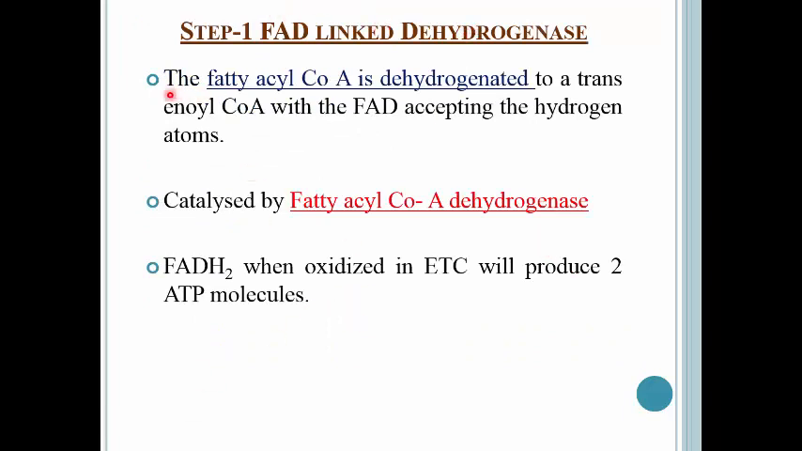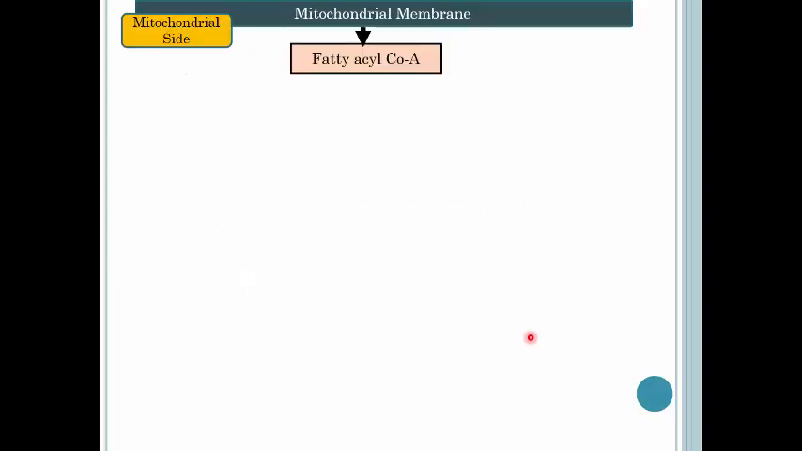Okay. So the fatty acyl CoA is dehydrogenated to a trans-enol CoA with the FAD accepting the hydrogen atoms. This reaction is catalyzed by the fatty acyl CoA dehydrogenase, and this FADH2 will enter the electron transport chain, and as we all know, it will produce 2 ATP. So this is the first step.